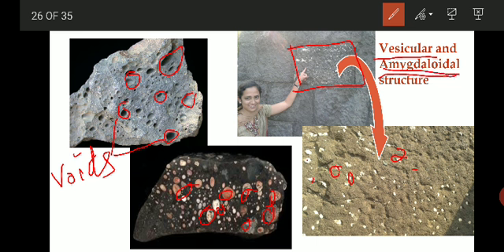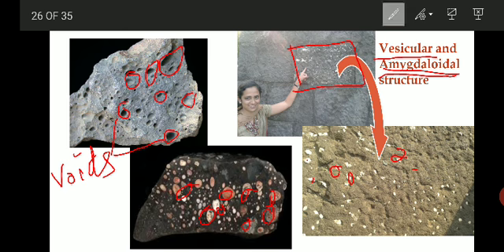Here you can notice that the vesicular structure is called a primary structure because it is formed when the lava is cooling, during the formation of the rock. Whereas the amygdaloidal structure is a secondary structure which forms after the formation of these vesicles. Minerals like calcite, zeolites and silica fill up those vesicles and resemble the shape of an almond, and because of this they are called amygdales, and the structure is called amygdaloidal structure.